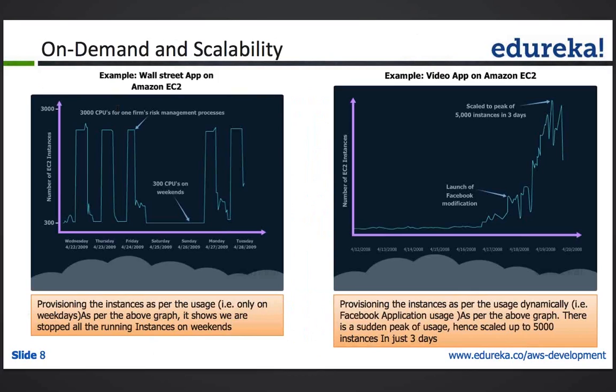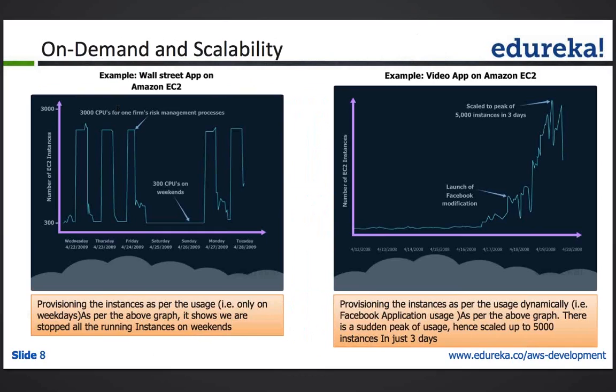And what this means is they are not billed for those 3,000 CPUs all the time. They are only billed when they are using those 3,000 CPUs. And you can imagine the cost savings that they have because of this sort of usage of their cloud computing infrastructure. So this is a very good example.